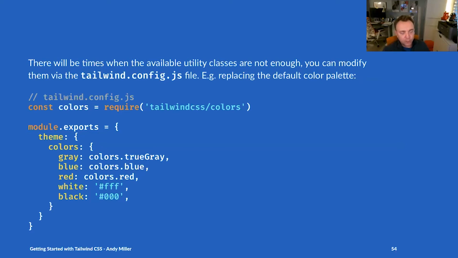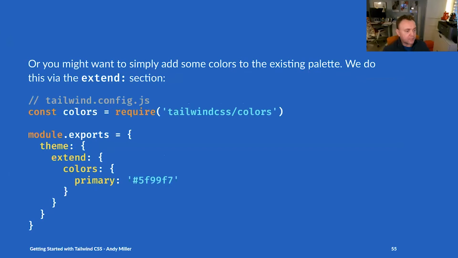So in Tailwind 2.0, they introduced a bunch of different gray palette variants because the regular gray from previous versions of Tailwind was quite blue, had a strong blue hue. And a lot of people didn't like that. They wanted it to be a much more true gray that they were used to. So there are different variations. So here I'm saying use the true gray version of the gray palette, use the blue palette for blue and the red palette for red. And then I've introduced 2 new custom colors here called white and black, which are quite useful, but that's my entire palette.